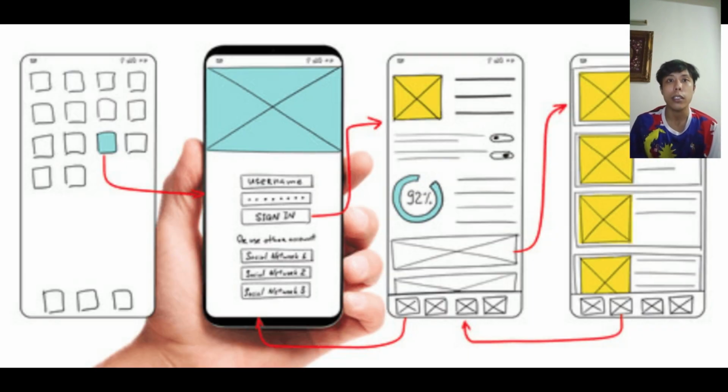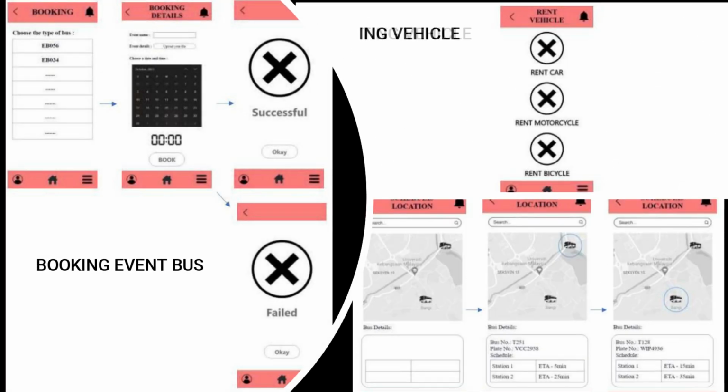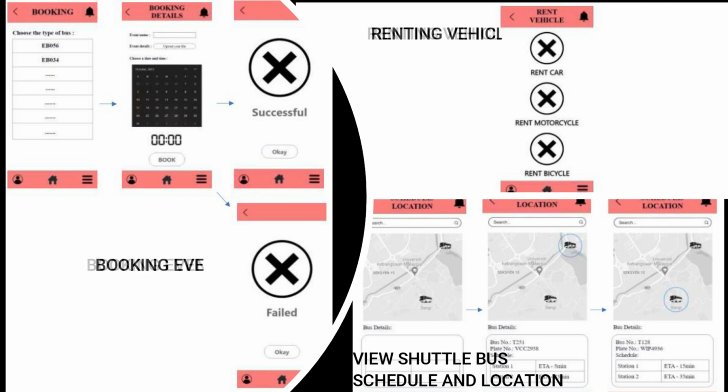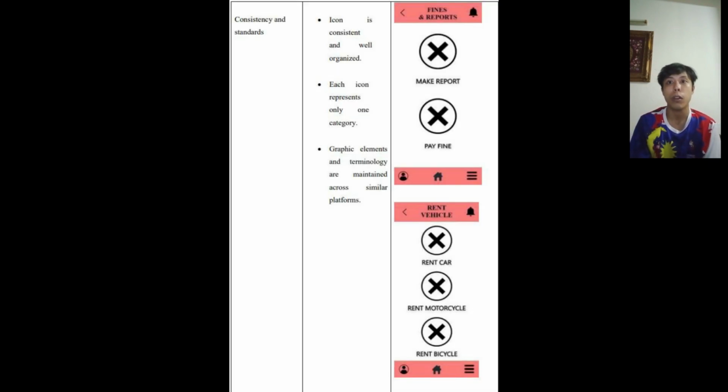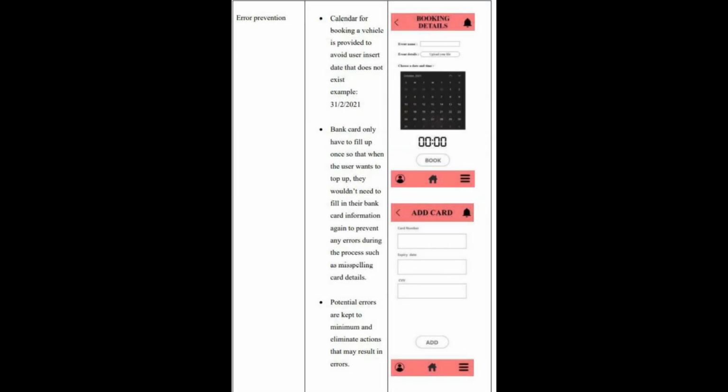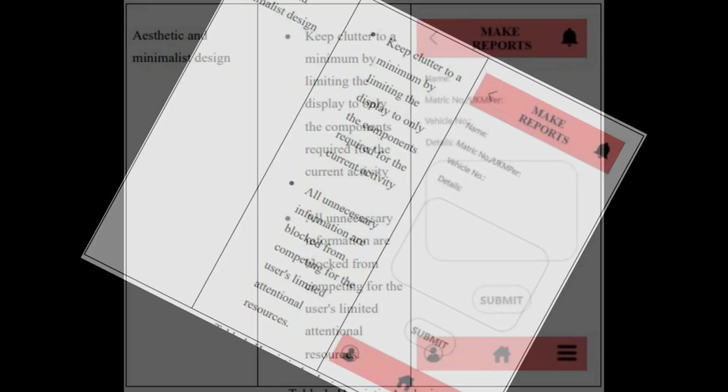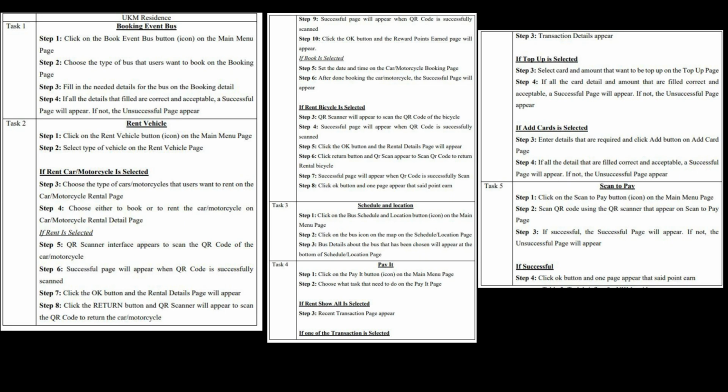Next, we develop a low-fidelity prototype based on the functions and tasks from the analysis we did previously, such as booking event bus, renting vehicle, view shuttle bus schedule and location, and many more. After that, we did heuristic evaluation to evaluate and ensure that our application meets all the heuristics aspects. We also did a task briefing for each task available in our low-fidelity prototype.